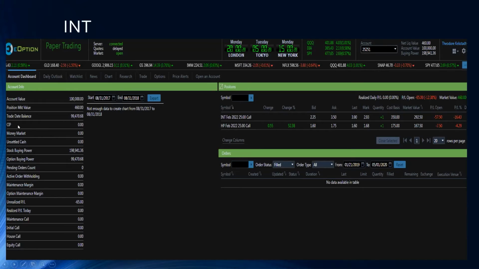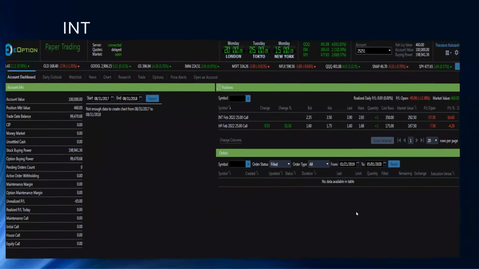Now, also notice how it shows you your account value started, your market position value of 460. Okay, and then it also tells you your unrealized P&L. So at this point, putting on these two trades, it would have been minus $65.